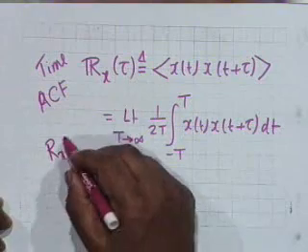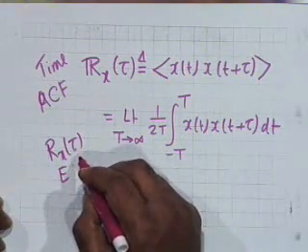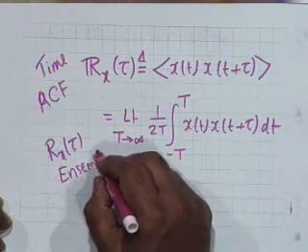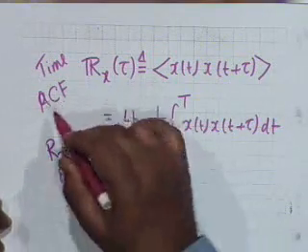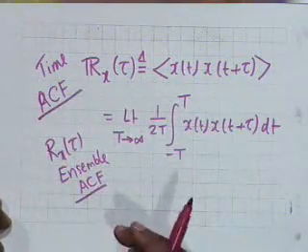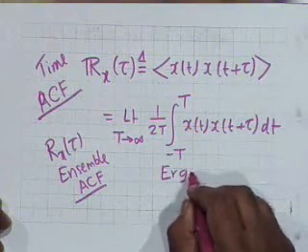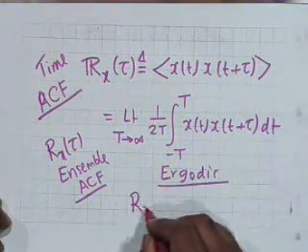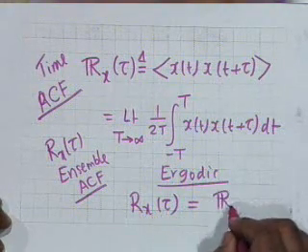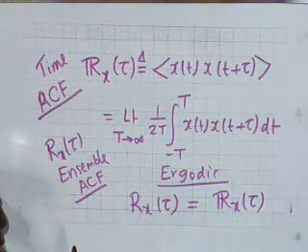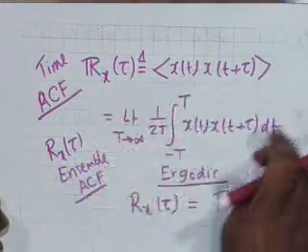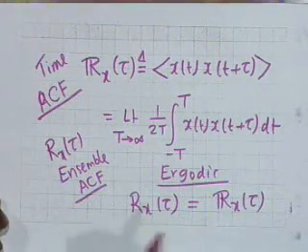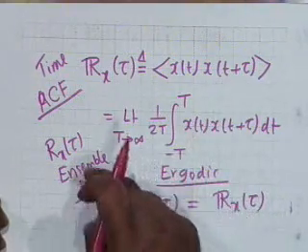On the other hand, this symbol Rx of tau should be taken as the ensemble ACF. Time autocorrelation function and ensemble autocorrelation function. For an ergodic process, these two are identical. In other words, the time Rx of tau is equal to the ensemble Rx of tau, for an ergodic process. And for the calculation, you can simply take the time average of x of t and x of t plus tau. Otherwise, if you want to calculate the ensemble average, you require the joint probability density function.